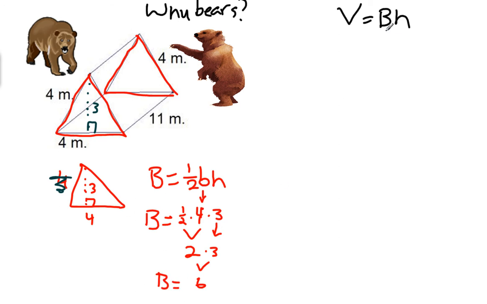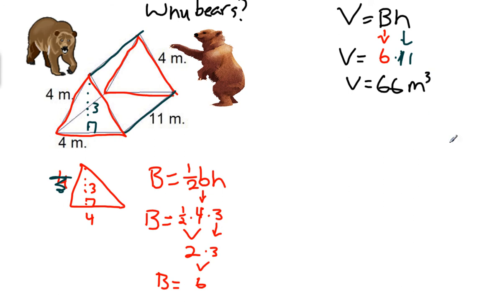The area of our base is indeed 6, times the height. Height again is just the distance between the 2 bases, which is just going to be 11. So 6 times 11, nice and easy. It's just 66. Our unit is meters. This is going to be meters cubed.